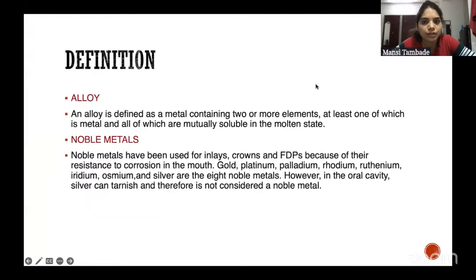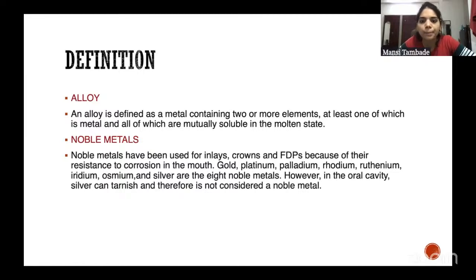Then the definition. An alloy is defined as a metal containing two or more elements, at least one of which is a metal, and all of which are mutually soluble in the molten state. Noble metals have been used for inlays, crowns, FDPs because of their resistance to corrosion in the mouth.